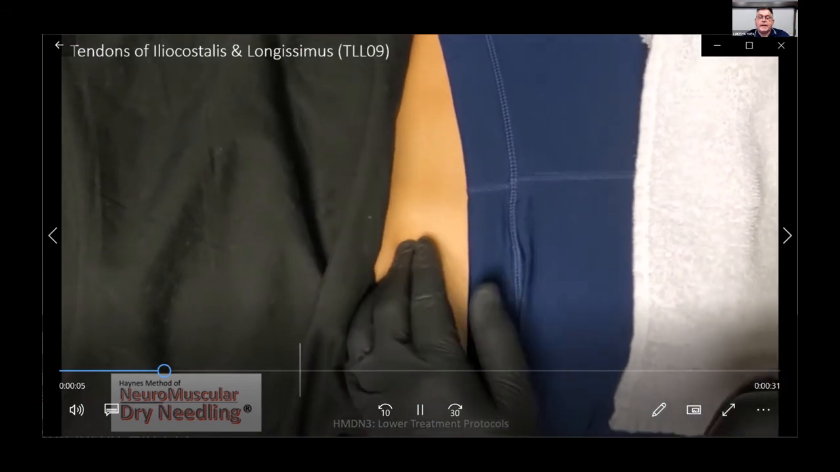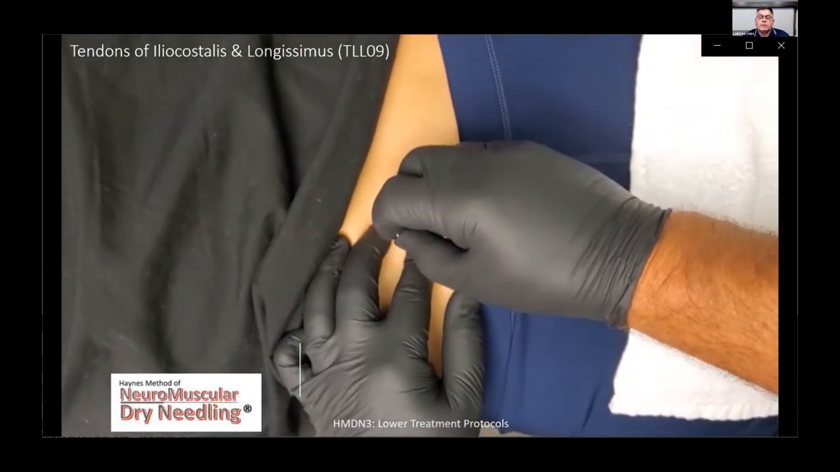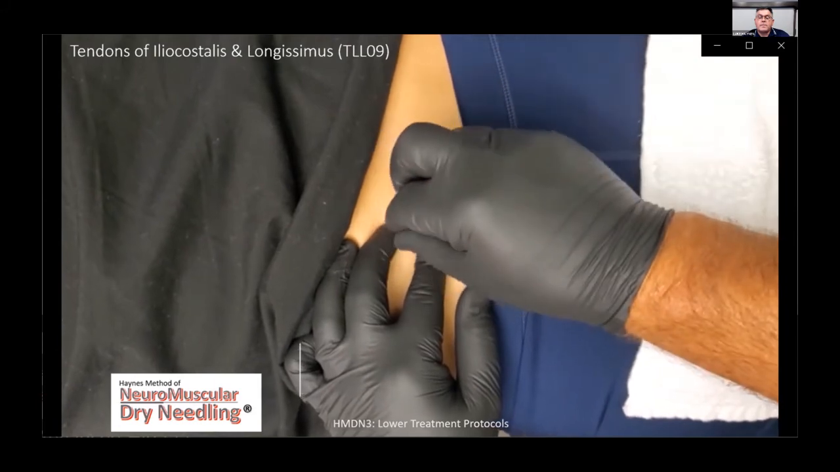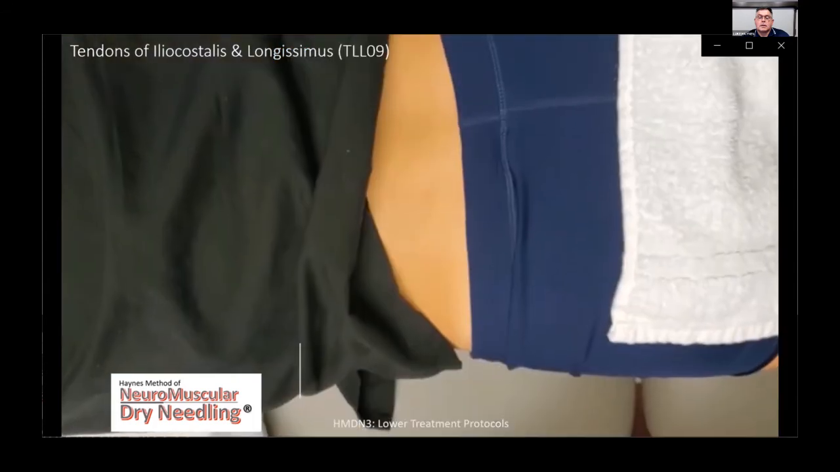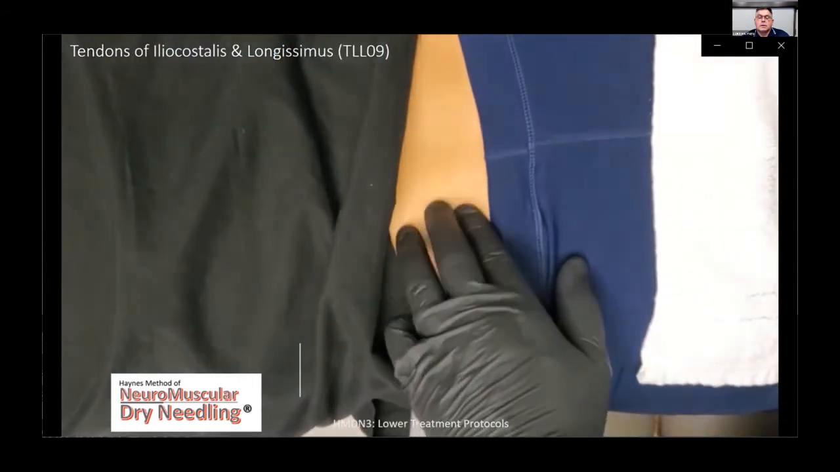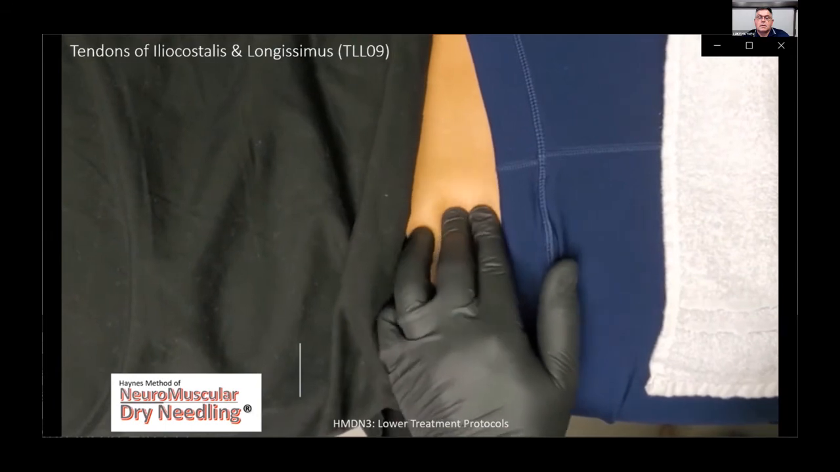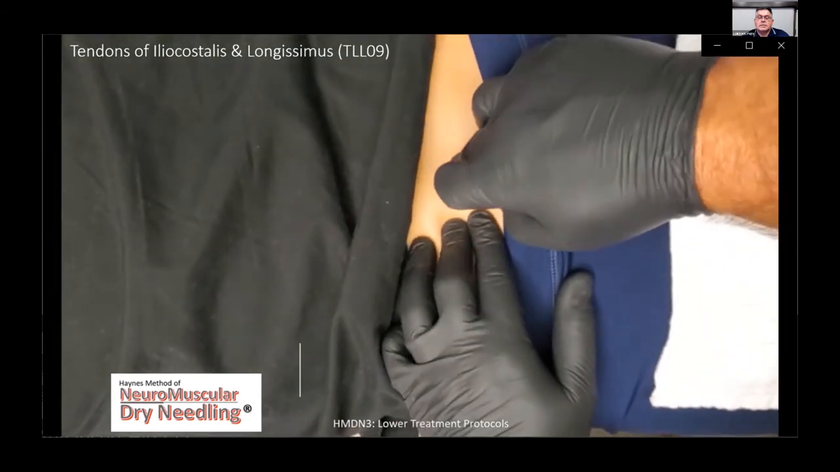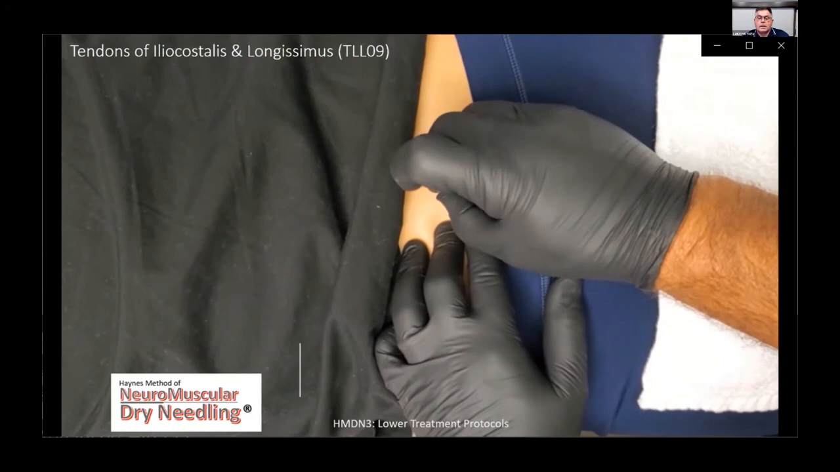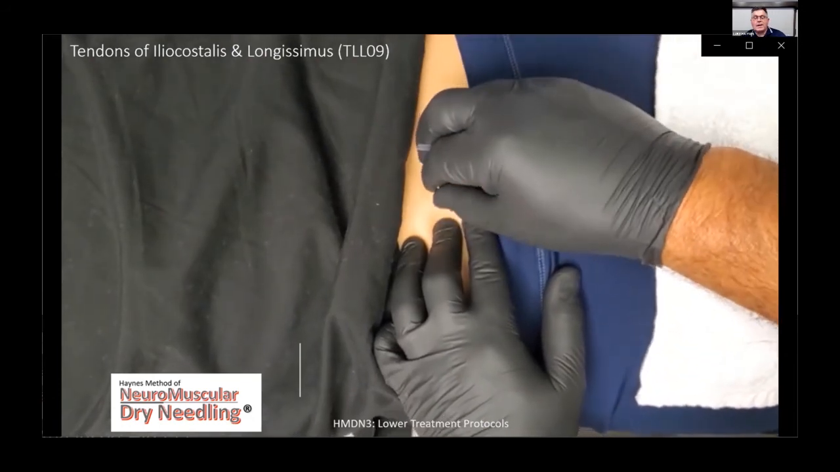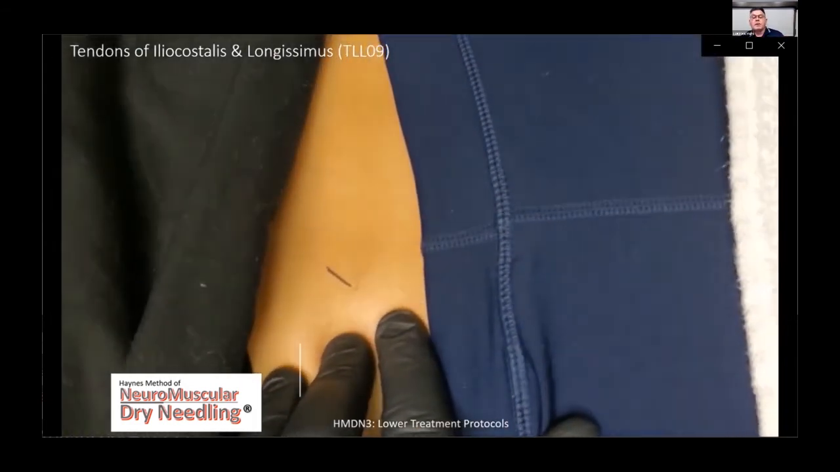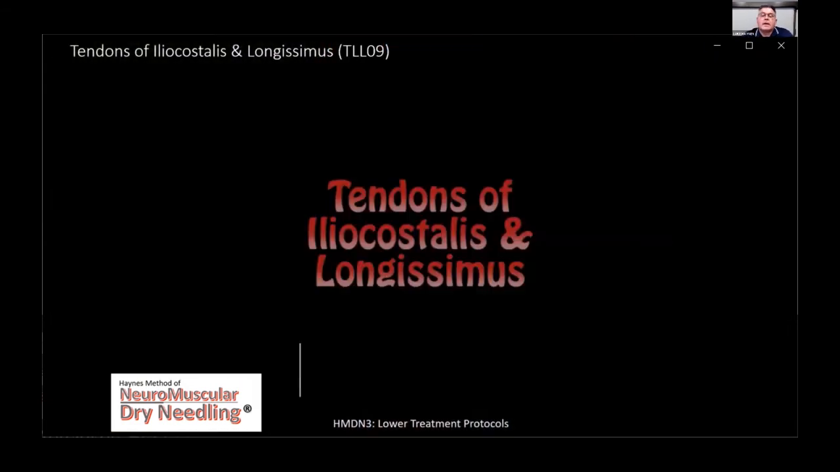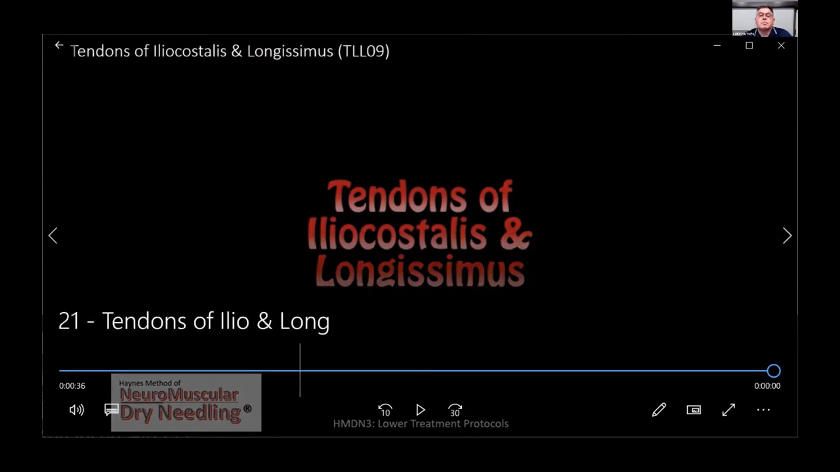So we'll locate the PSIS. We'll move 2 finger breadths superior, and then 2 finger breadths medial. Again, not only hitting those terminating tendons of iliocostalis and longissimus, but also catching the iliolumbar ligament and multifidus at the same time. Get a twofer.